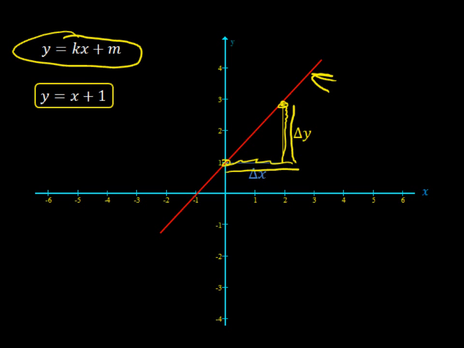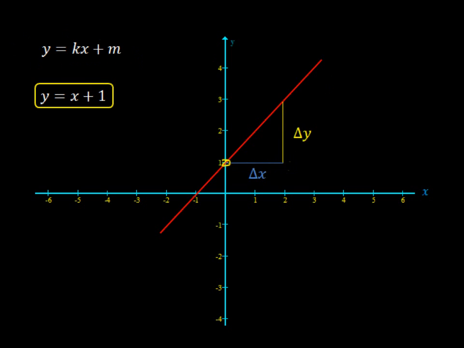Now the m was more fun because you just read it right off the chart. You just go to the y line, and wherever that line is going through it, in this case it's that one. Wherever it goes through, you just read it off. Okay, there we have it.